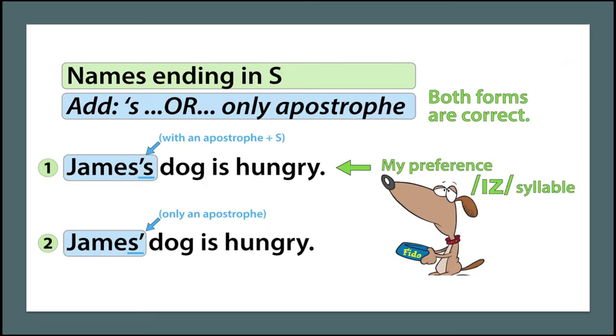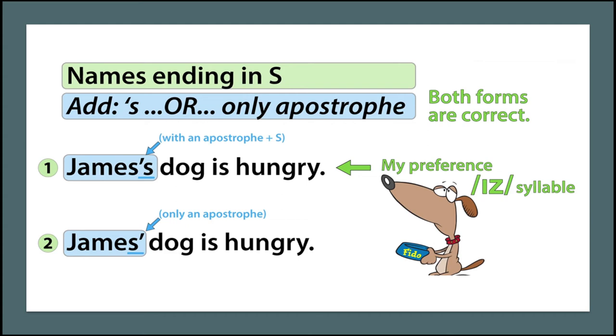These are the names ending in S. Slide number 12, it's all about names ending in S. So what are we going to do? Are we going to add S or only an apostrophe? Apostrophe S, both forms are correct. But I do prefer that if a name ends in S, you just put an apostrophe at the end.